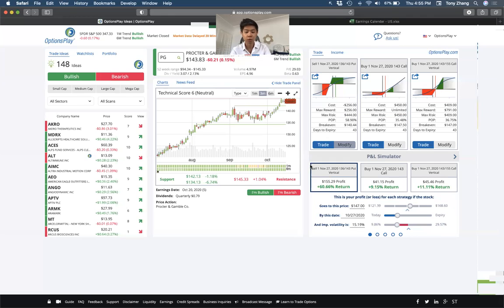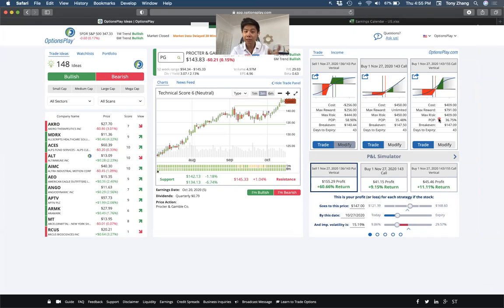So between the two strategies, if I'm looking at selling a put credit spread or buying a call option, I think I'll certainly lean towards selling that put premium because I'm going to collect $155 in profits versus just $41 in profits. And lastly, let's take a look at the vertical spread here, the call spread here, risking 409.